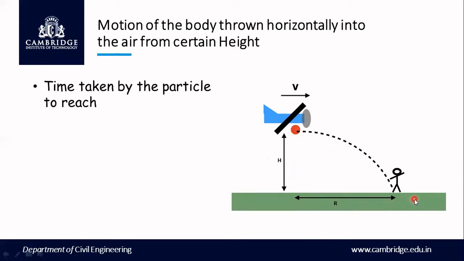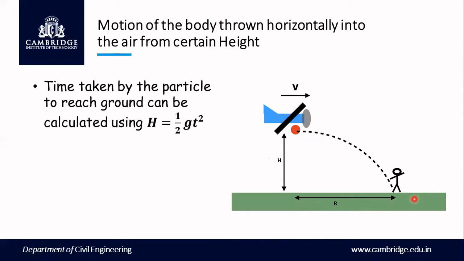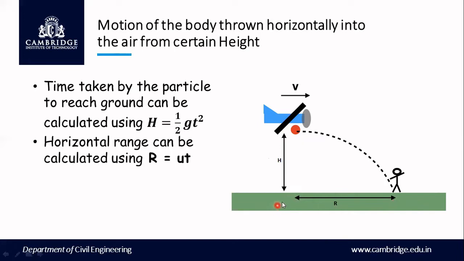The time taken by the particle to reach the ground can be calculated using h equals half g t squared. The height will already be known. If we want to calculate time, we should make use of this formula, h equals half g t squared. The horizontal range can be calculated using r equals u t. That is nothing but distance equals velocity into time. It's a simple formula. If you want to calculate time, this is the formula. If you want to calculate the range, this is the formula under such problems.